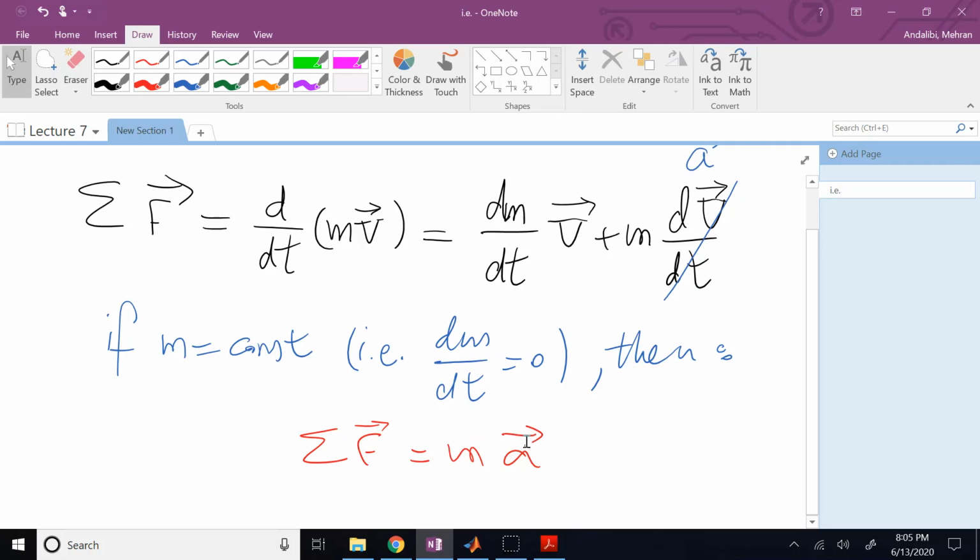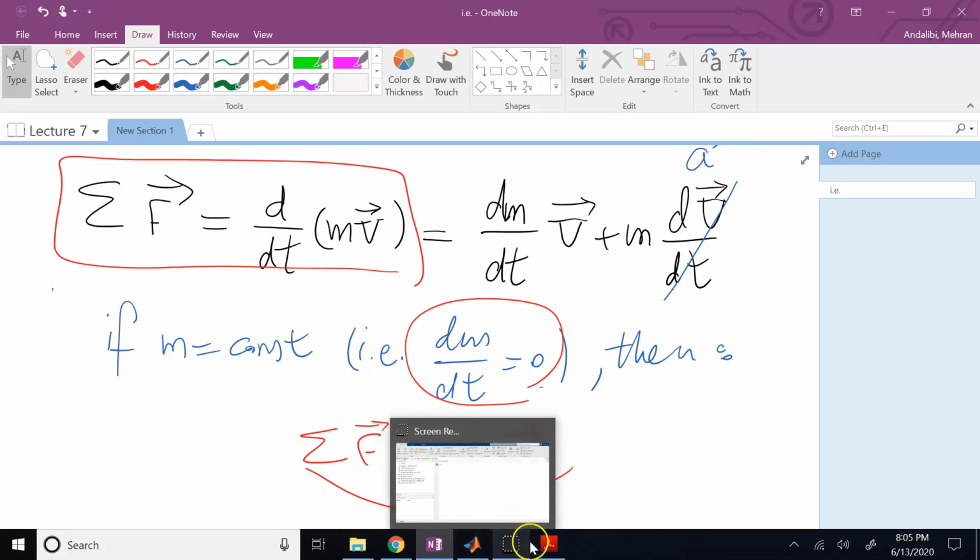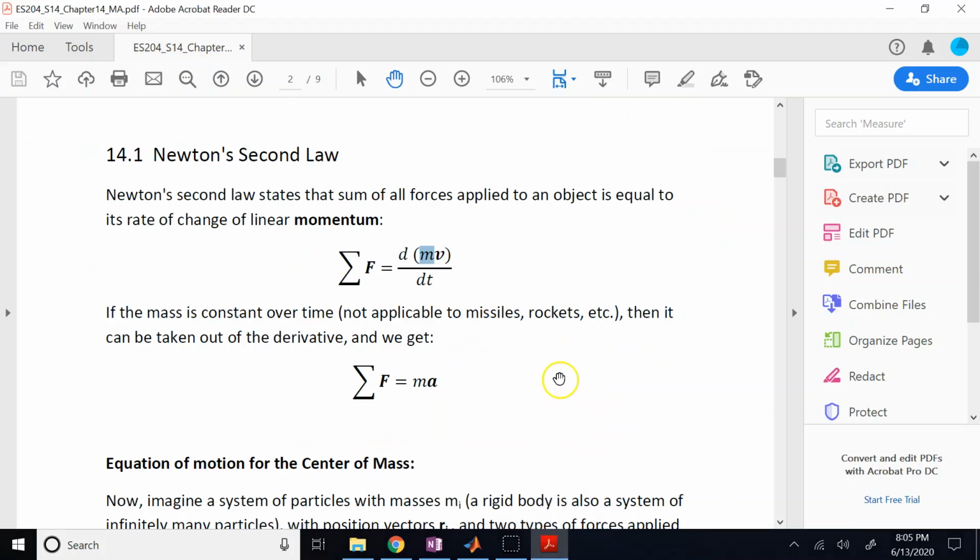So for systems where this condition is not valid, you cannot use this format, you have to use this format. And you might say, where is it that the mass does change? Well, for many of you in the aerospace industry, that could be a rocket or a missile, right? Where the mass does change because a huge portion of the mass is the fuel in the thing that creates the thrust. So for many applications, especially rockets and missiles, you cannot use F equal ma. You have to use F equal d(mv) over dt.